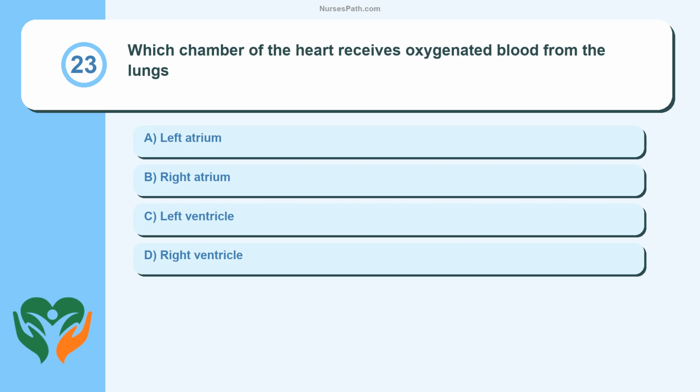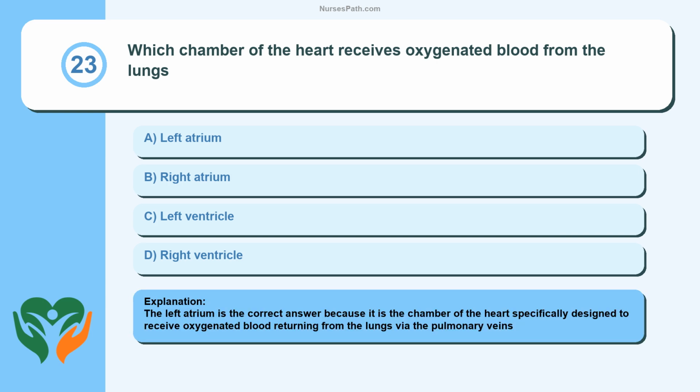Question 23. Which chamber of the heart receives oxygenated blood from the lungs? Left atrium, right atrium, left ventricle, right ventricle. The left atrium is the correct answer because it is the chamber of the heart specifically designed to receive oxygenated blood returning from the lungs via the pulmonary veins.